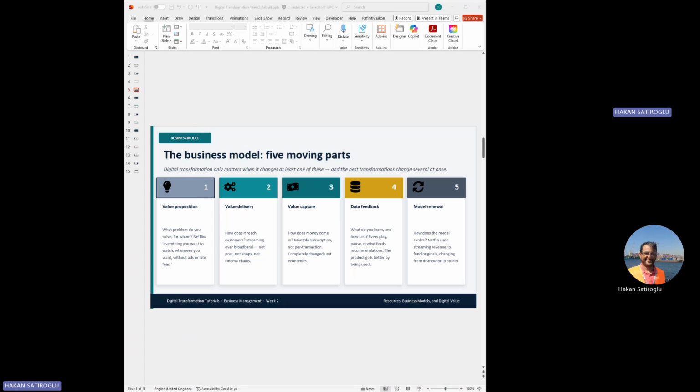But the first one is the value proposition. What problem does the business solve for the customers? Why do customers choose it? Why do customers come and buy from you? The second one is the value delivery, meaning how that offer actually reaches customers.